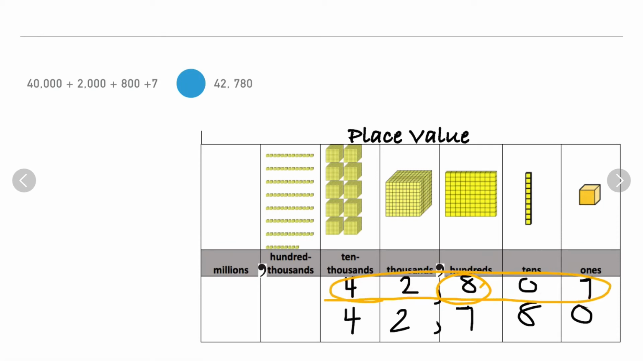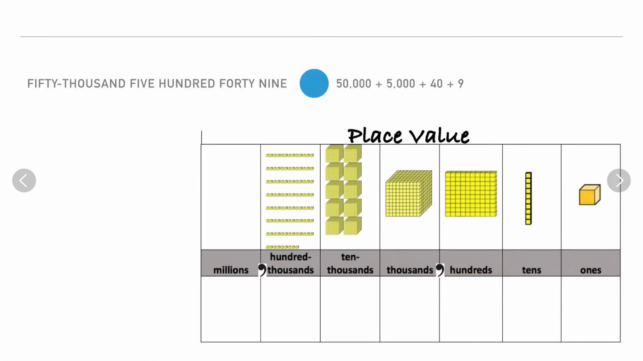So that means that 42,807 is greater than 42,780. So my inequality symbol should be facing 40,000 plus 2,000 plus 800 plus 7. Let's do one more problem.